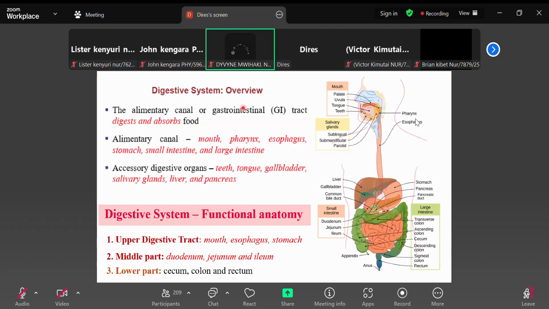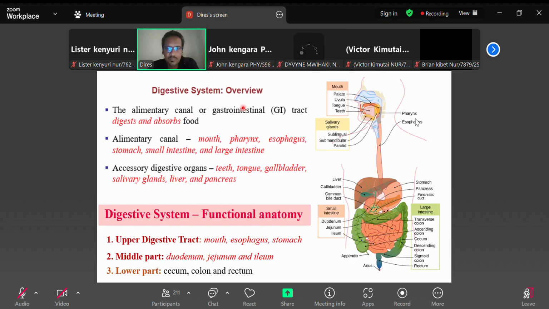False. True or false? Danny, you say it is false. Yes. Why do you say false? Because look, when you say alimentary canal, this is a tube, just tubes.